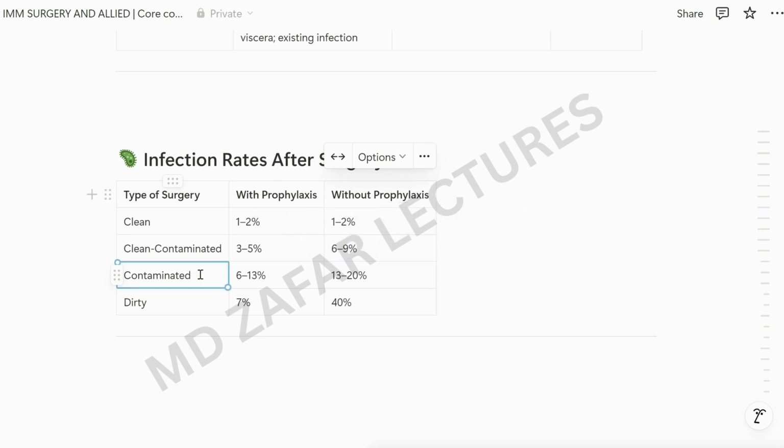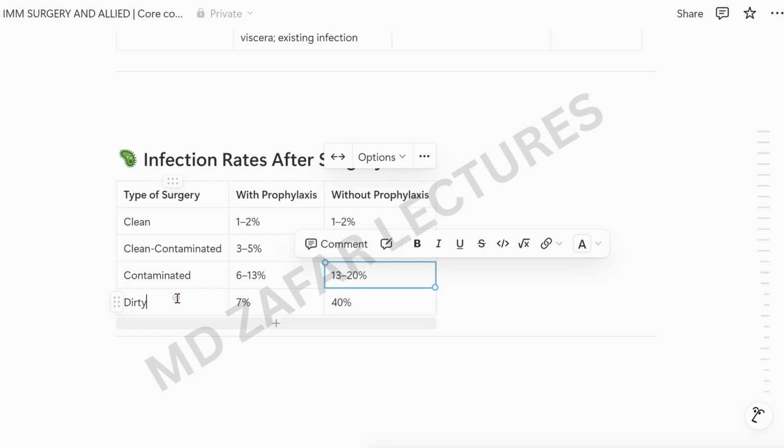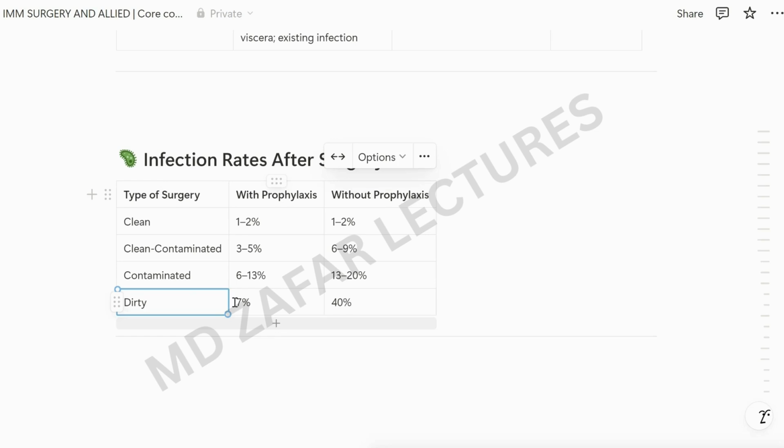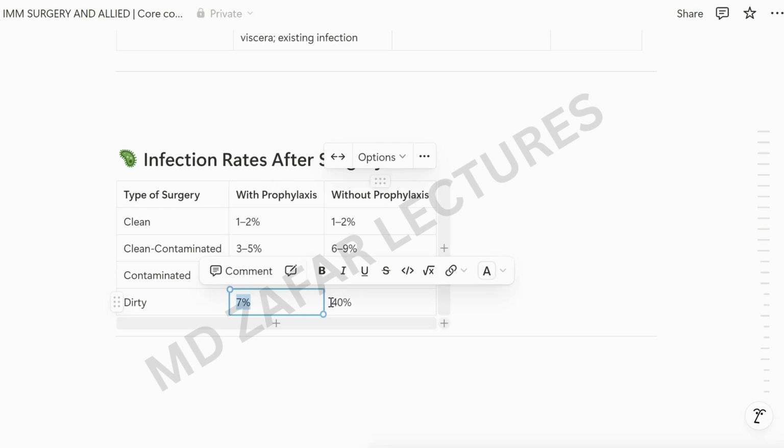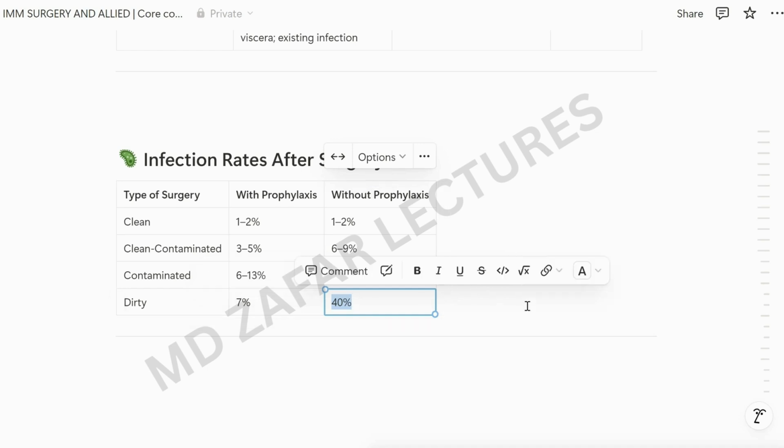In class 3, the contaminated, with antibiotics, the risk of infection is only 6 to 13%, but without antibiotic, it will increase to 13 to 20%. In class 4, the dirty wound, the risk of infection with antibiotic is around 7%, but without prophylaxis, it would increase to 40%. So this was a brief overview about different classes of surgical wounds.